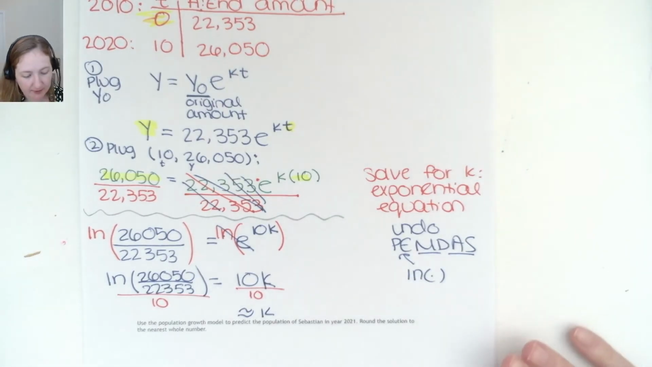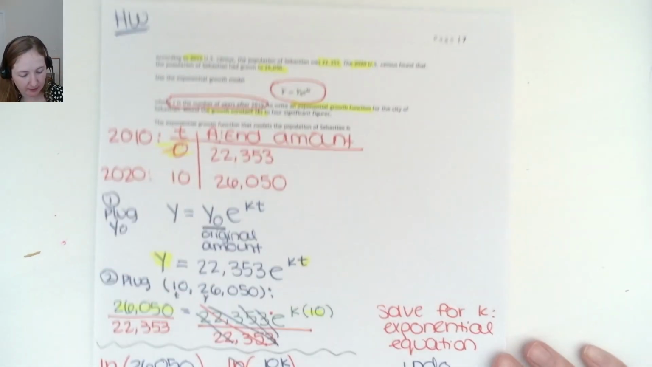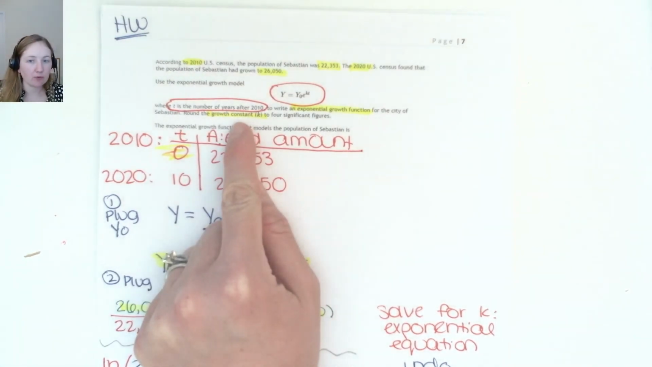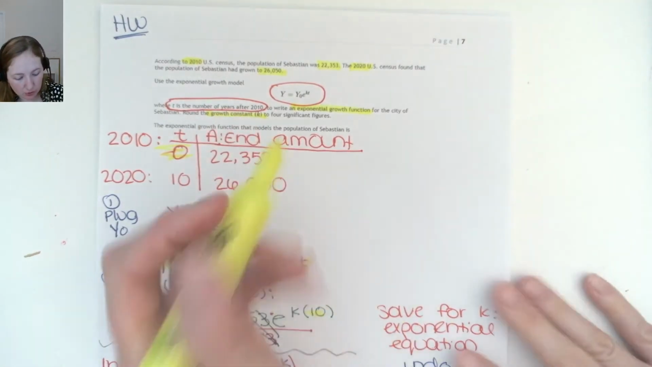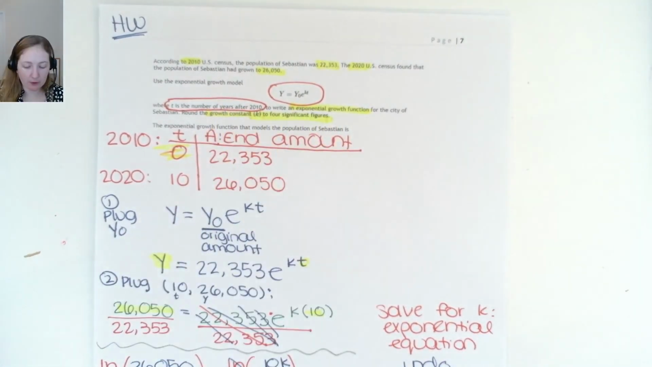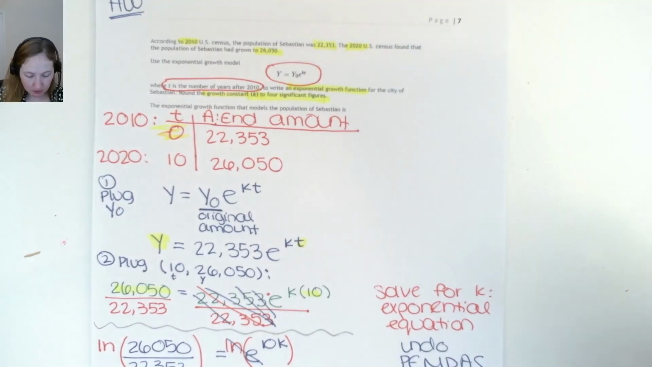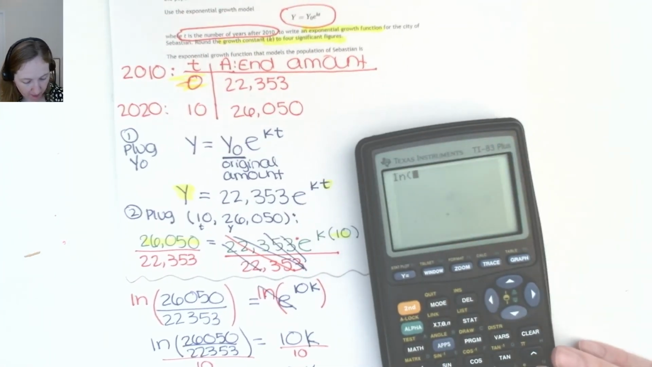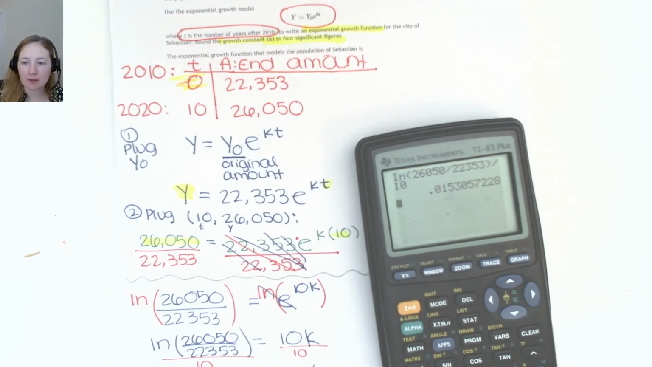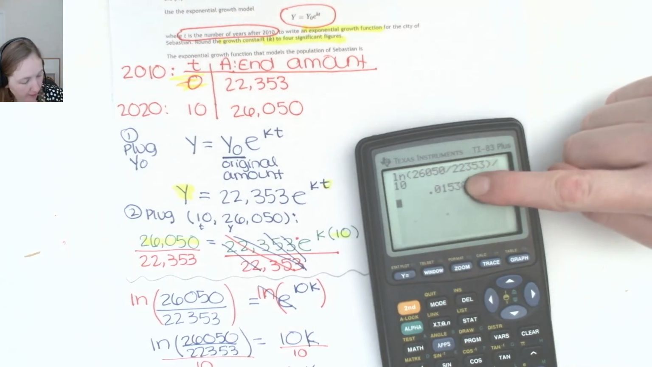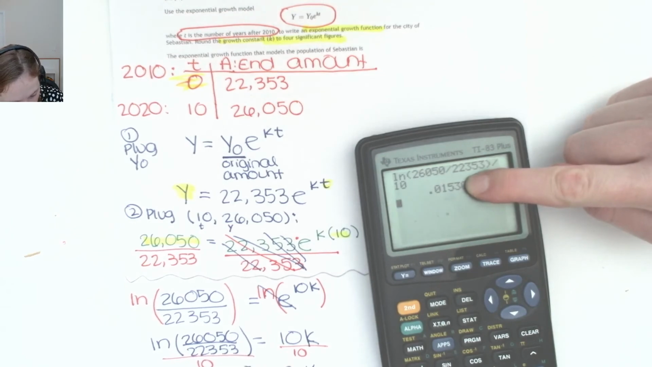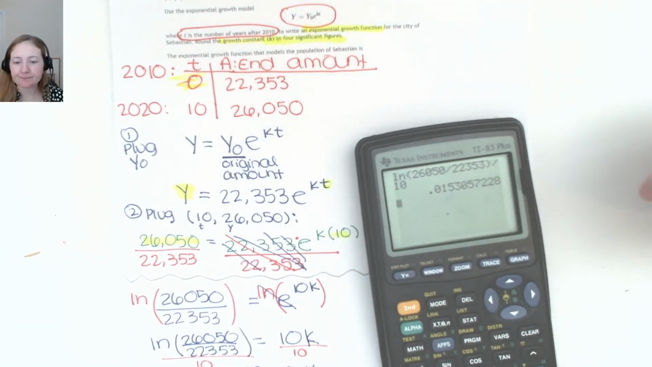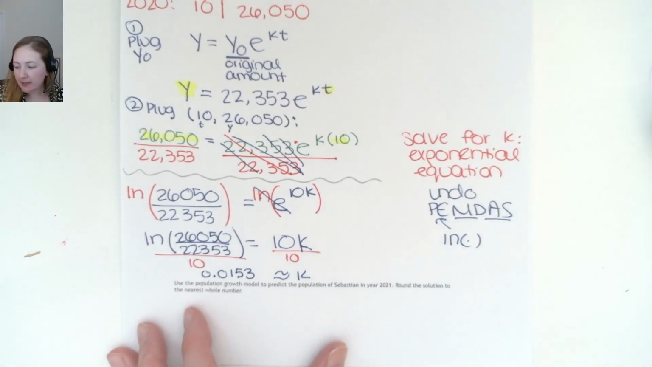Now, here's the thing. It says round at the very top. It says round the growth constant. Remember, the growth constant is basically the interest rate in the PERT formula. So round the growth constant to 4 significant figures. I need to do this in the calculator. I'm going to type in natural log of 26,050 divided by 22,353 and then divide it by 10. To 4 decimals, my k would be 0.0153.